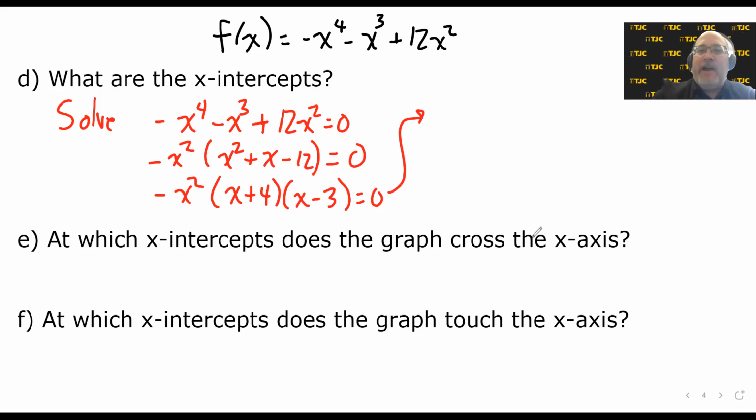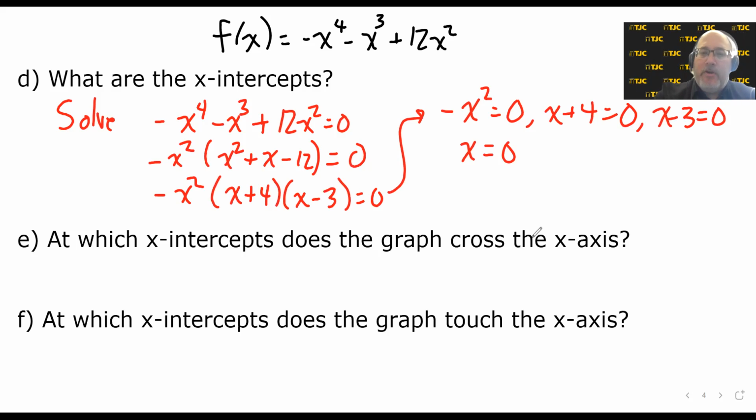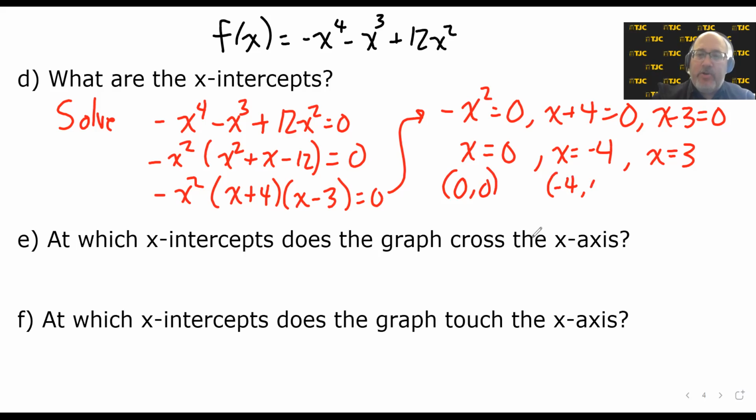At this point, we put each factor equal to 0. Negative x squared is equal to 0. x plus 4 is equal to 0. And x minus 3 is equal to 0. At which point we solve to get x equals 0, x equals negative 4, and x equals 3. So we'll have 3 x-intercepts, one at 0, 0, one at negative 4, 0, and one at 3, 0. Now, if you're wondering why I didn't mention anything about multiplicities yet, it's because part D did not ask.